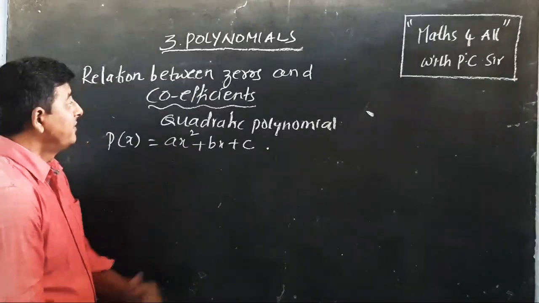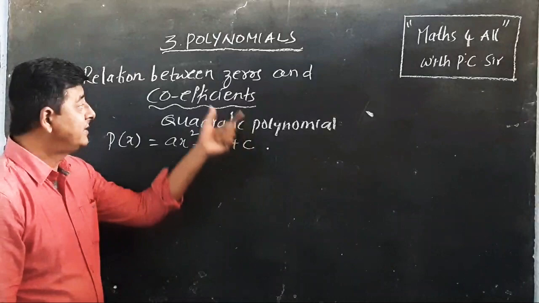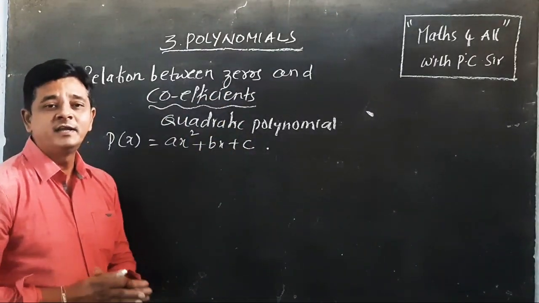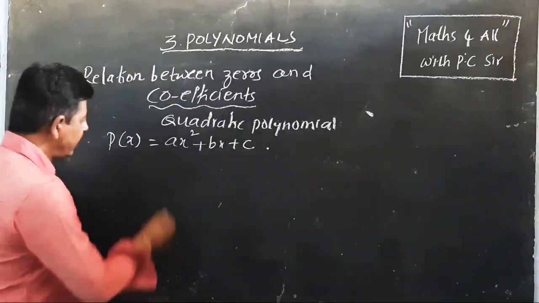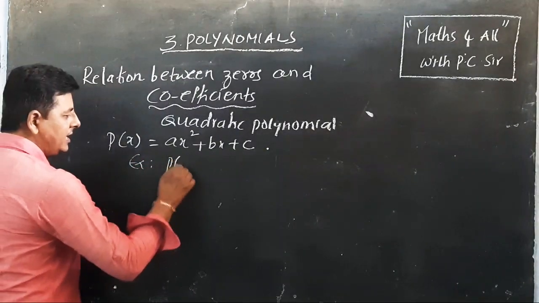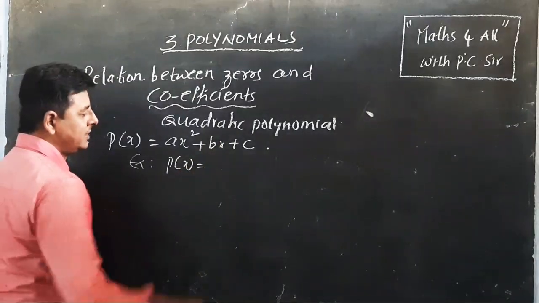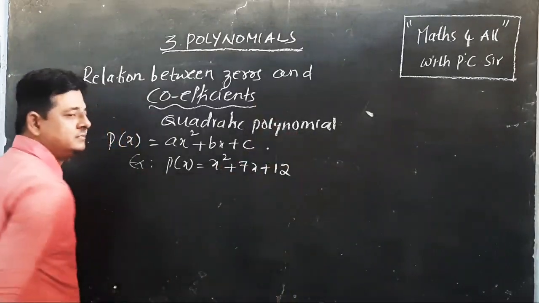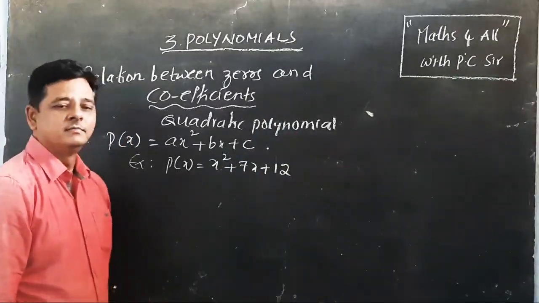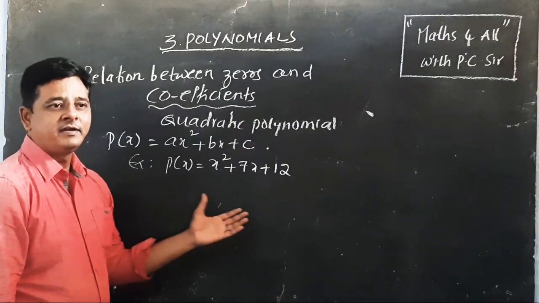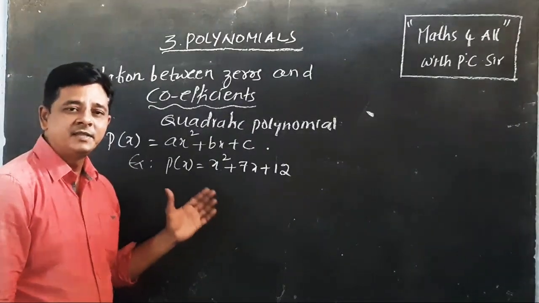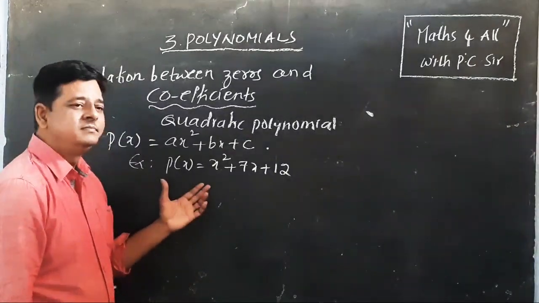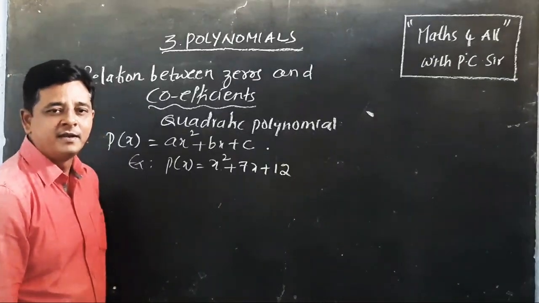Next, we have to find zeros. Relation between zeros and coefficients: first of all, we have to find the zeros of a quadratic polynomial. For that, I am taking one example. Let P of x is equal to x square plus 7x plus 12. It is a quadratic polynomial. You know the factors of a quadratic polynomial. How to find the factors? One of the methods I am choosing is factorization. With the help of factorization, we are finding the zeros of the quadratic polynomial.